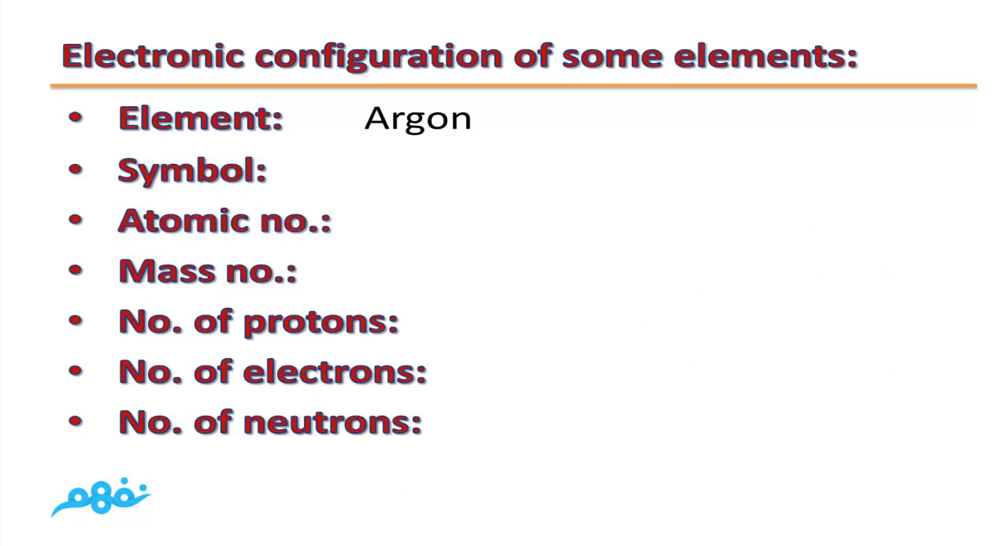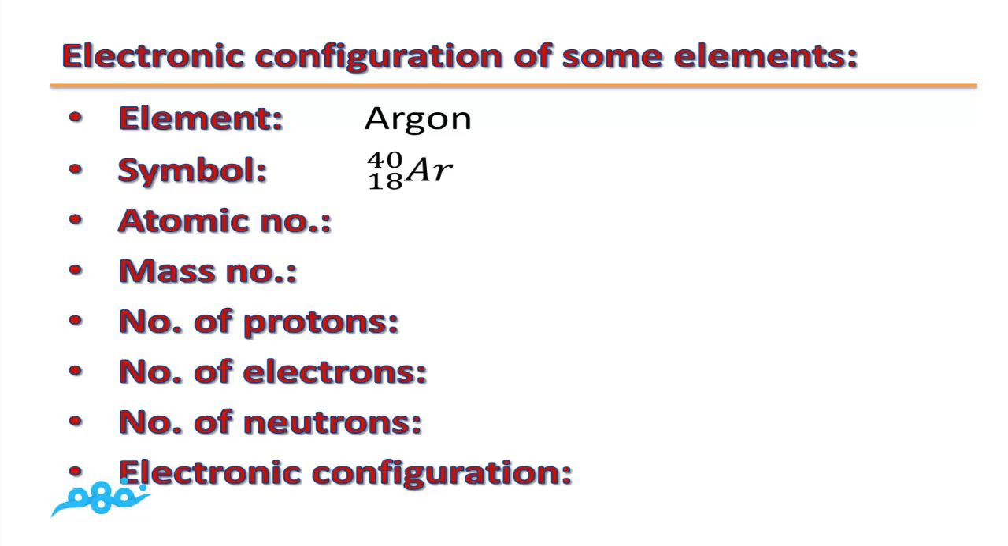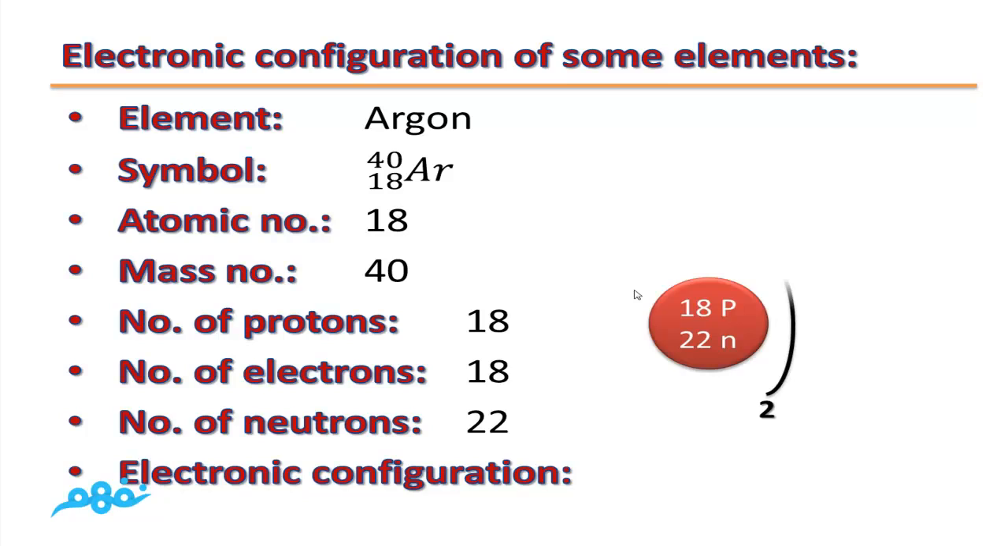The next element is argon. The symbol of argon is Ar. Its atomic number is 18. Its mass number is 40. Number of protons is equal to 18. Number of electrons is equal to 18. Number of neutrons is equal to mass number minus atomic number equals 40 minus 18 equals 22.